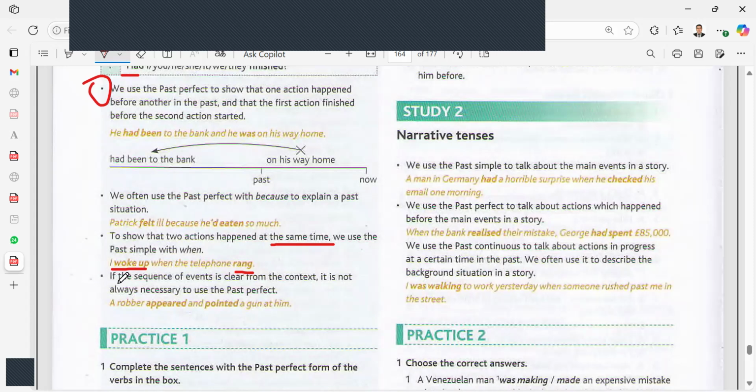طيب another one. If the sequence of events is clear from the context, it is not always necessary to use the past perfect. يعني ايه الكلام ده؟ لو ترتيب تسلسل الأحداث واضح من السياق، في الحالة دي no need to use past perfect. إزاي؟ أقول a robber appeared and pointed a gun at him. a robber appeared راجل بلطجي أو حرامي. appeared ظهر فجأة and pointed a gun at him. وجه عليه المسدس. يعني الحاجتين حدثوا في نفس الوقت.